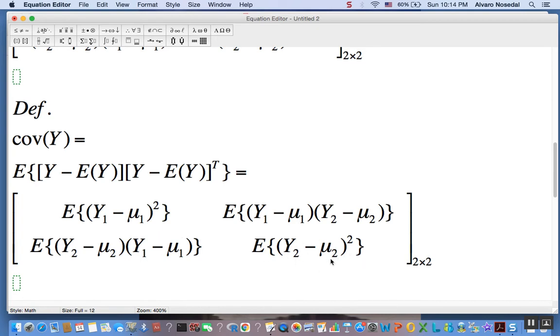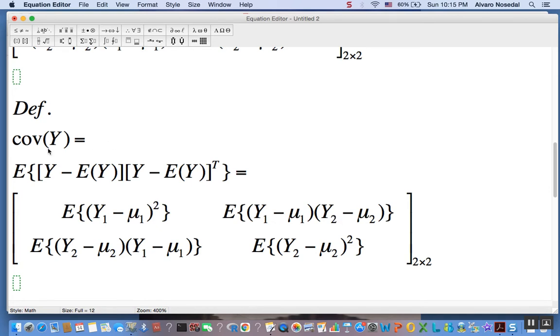This guy here is just, by definition, the variance of y2. And here we have the expected value of these interesting cross products. Note that these are going to be the same, right? The expected value of y2 minus mu2 times y1 minus mu1 will be the same as the expected value of y1 minus mu1 times y2 minus mu2. And this has a special name. Remember it? This is the covariance between y1 and y2.